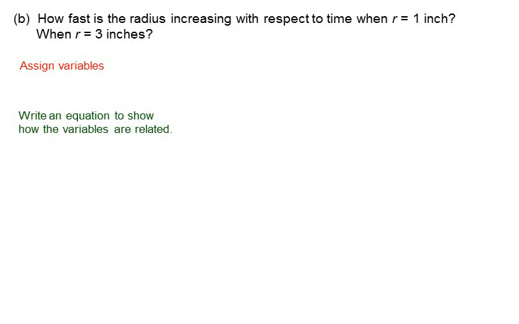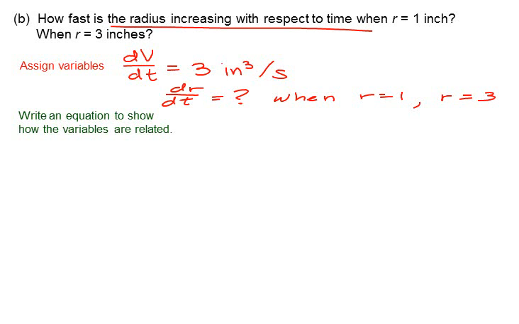In part B of the same problem, we're asked to find how fast the radius increases with respect to time when the radius is 1 inch and 3 inches. Again, let's start by assigning variables to the given information and what we're asked to find. From the last slide, we were given that dV/dt is 3 cubic inches per second. The radius increasing with respect to time is change in radius over change in time, or dr/dt, and we want to find this at the instant when the radius is 1 or 3 inches.